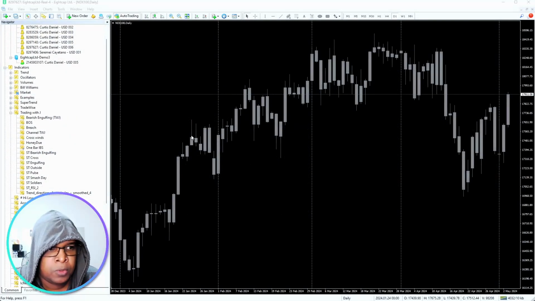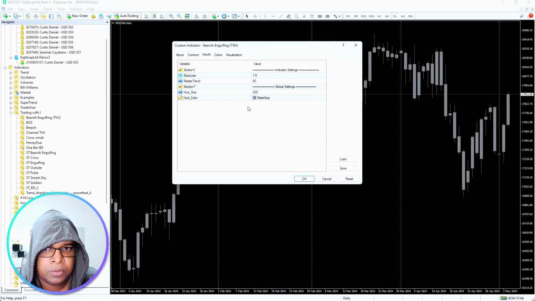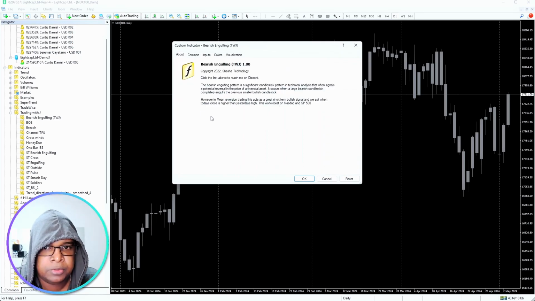All right, so once you head across to the MQL5 marketplace and you download the indicator, you just need to install it on your MetaTrader, and then once you refresh it, it will show up here as the Bearish Engulfing TWJ. Simply drag and drop it on the charts. If we look at the about, this is just a brief description of what the strategy is. If you click this link right here, you will head over to the Discord, and if you have any questions, you can shoot me a message right there.